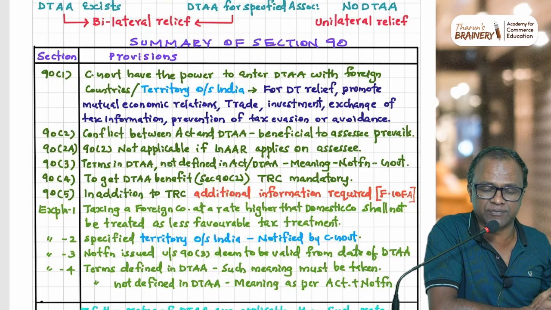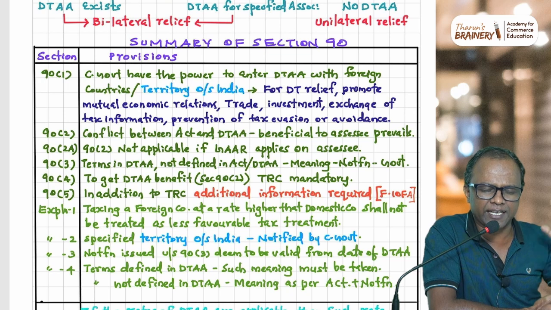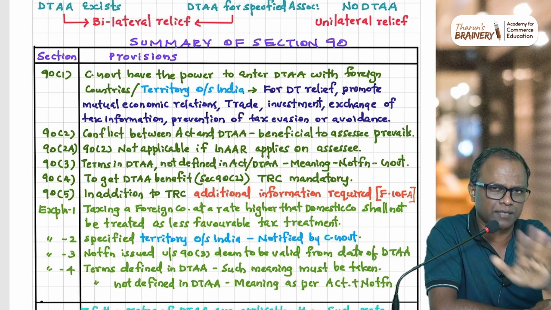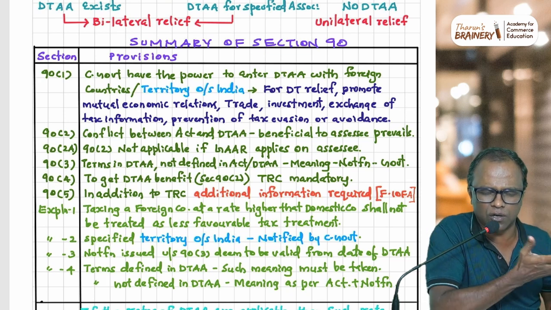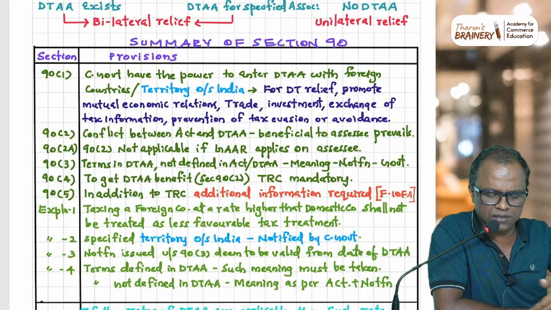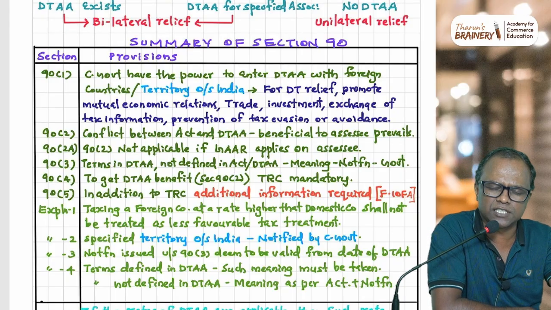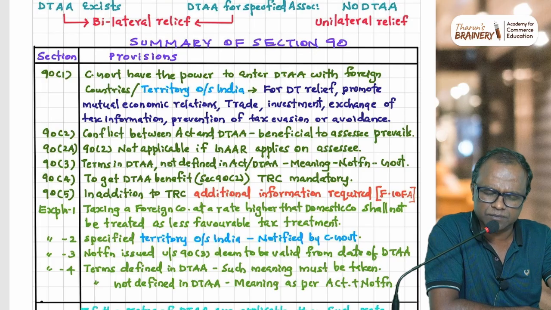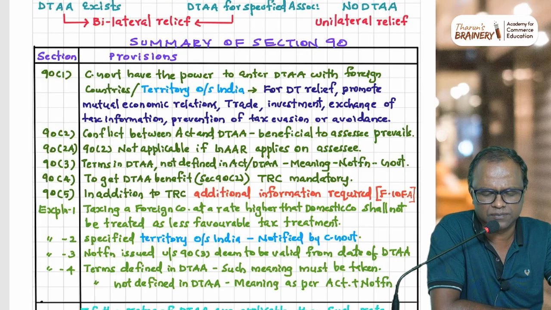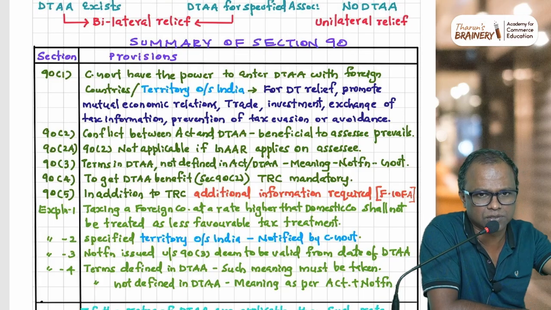Domestic law Section 115A says it can be taxed at 20%. At the same time, the DTA says no, it cannot be taxed more than 10% in your country. Conflict. So whenever there is a conflict, the provision beneficial to the assessee will prevail. So which is beneficial for the non-resident, to tax at 20% in India or to tax at 10%? To tax at 10%. So the DTA will override the income tax law.